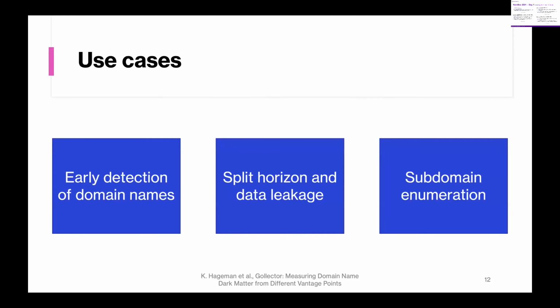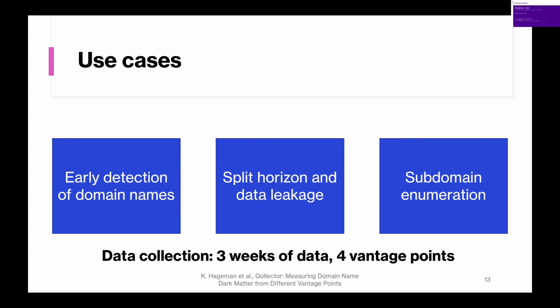So that's pretty much the design of Gollector in a nutshell, the major contributions. And then we apply Gollector to 3 use cases. The first one being the early detection of domain names. Then we look at a specific setup of our university network and look at the potential data leakage that happens. And then we also look at subdomain enumeration and our contribution to that field.